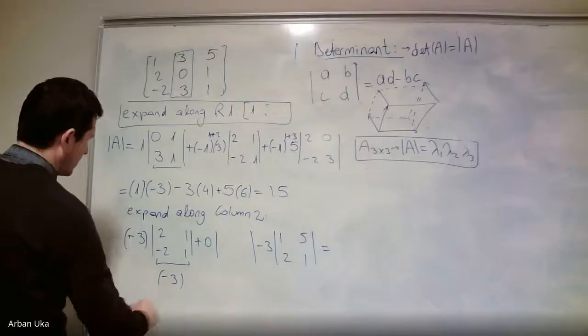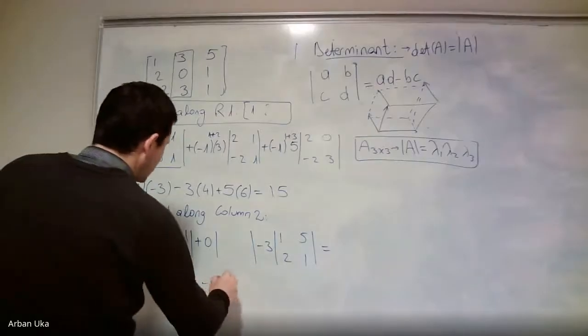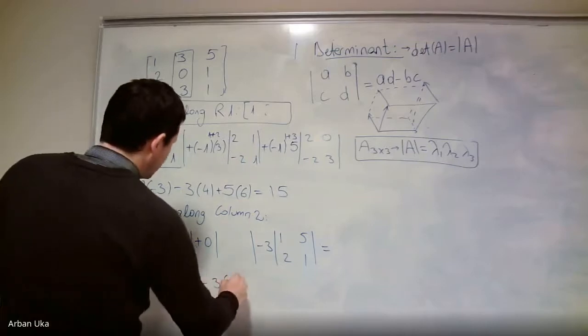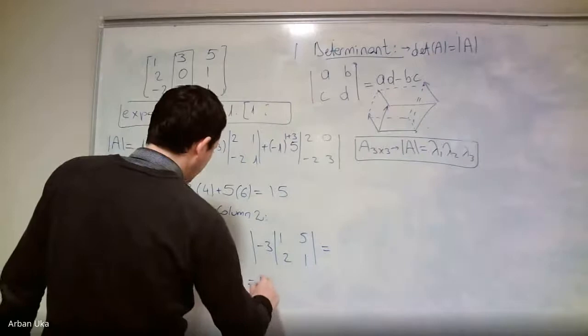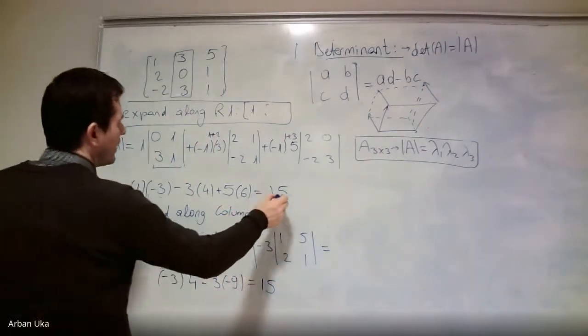0 times 3. This is 4. Yeah, 4. Minus 3 times 1 minus 10, minus 9. So here we get 27 minus 12, 15. Okay, so still we got 15. Okay, why is this 15?